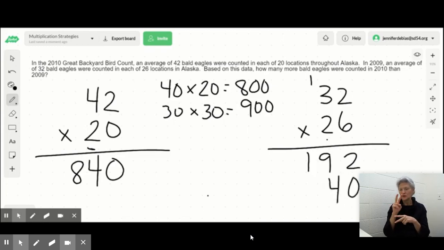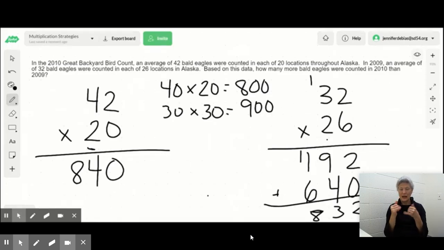And then I'm going to do 20 times 30. Well, let's see. 20 times 3 tens would be 60 tens, which would be 600. So if I put my 6 in the hundreds place, it means 600. Add these together, and I get 832. Now, it's not super close to 900, but I know it's reasonable, okay?